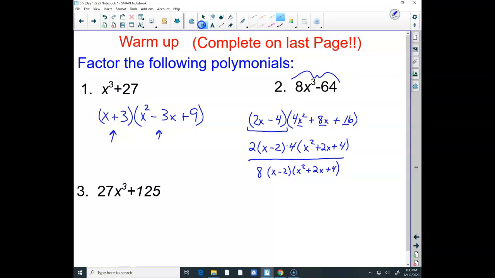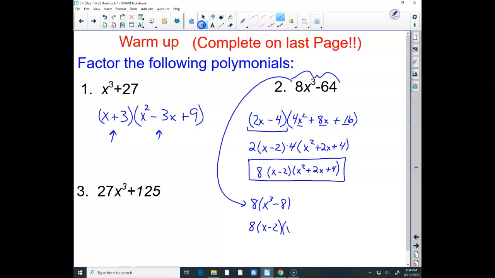Okay? For those of you sharp tacks out there that took your GCF out first, you first went to 8 times and you went to an x cubed minus 8. And then you said, oh, I know that. That's 8. I know the factor in there is x minus 2. And then you took that first one, you squared it, and you got a 2. Change the sign.